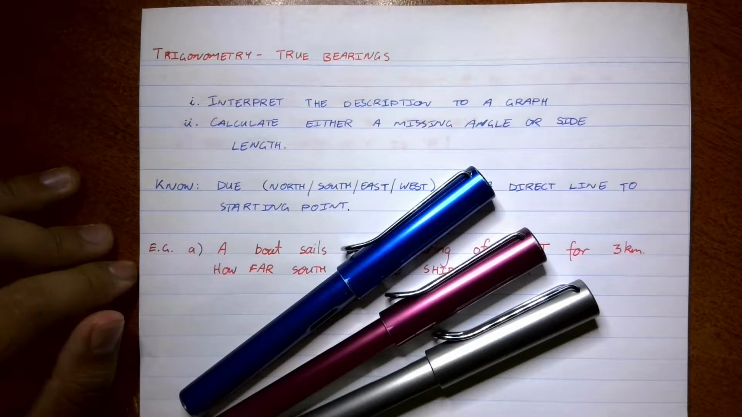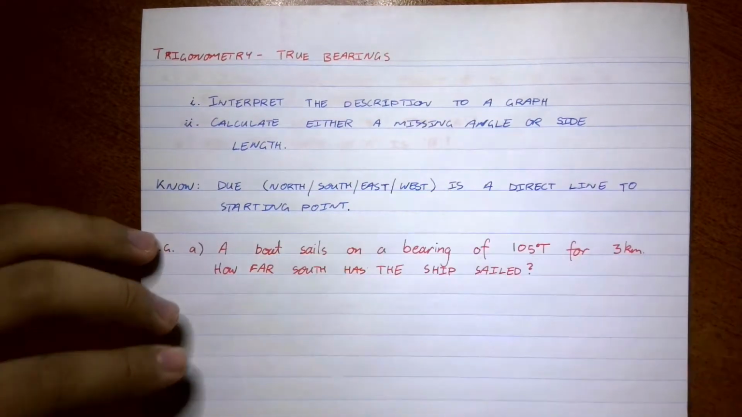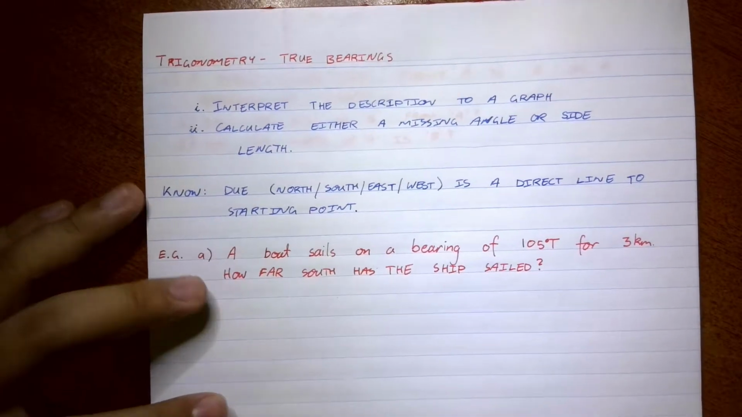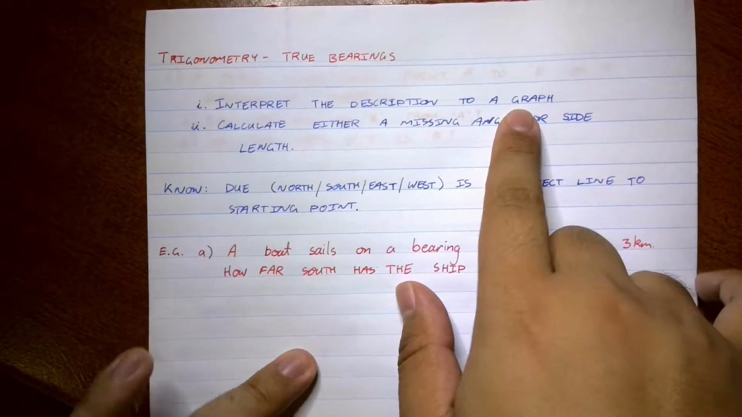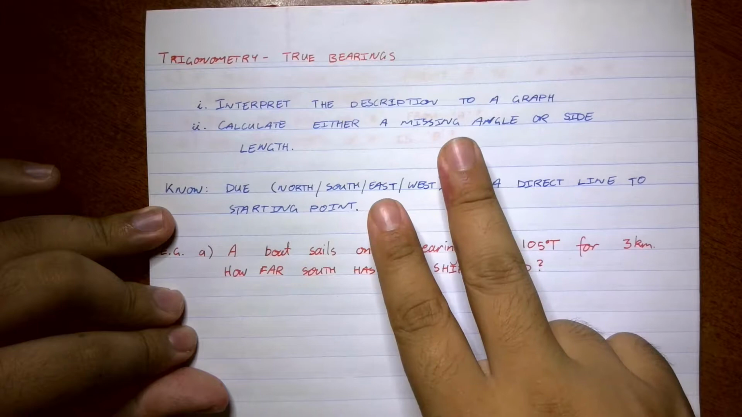In this video we're going to be looking at combining true bearings and trigonometry. Most of these questions will follow a general pattern. First, you're going to interpret a description into a graph, and then we're going to calculate either a missing angle or a missing side length.